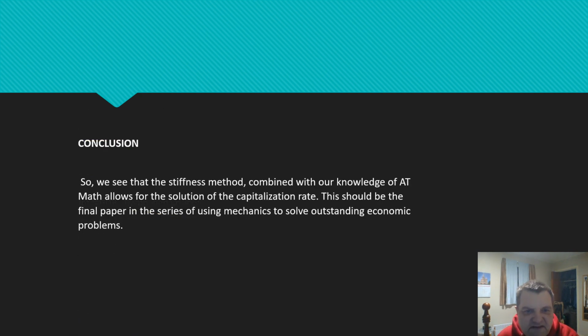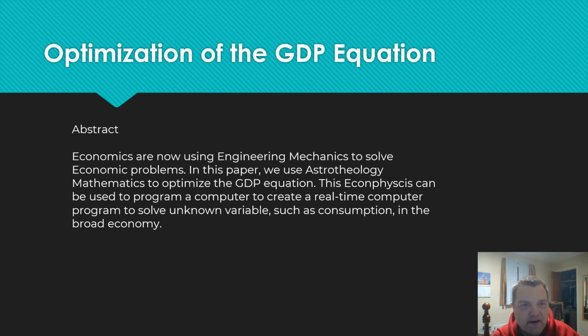So we see that the stiffness method combined with our knowledge of AT Math allows for the solution of the capitalization rate. This should be the final paper in the series of mechanics to solve outstanding economic problems. Well, it's not the final paper. So our next paper is called Optimization of the GDP Equation.